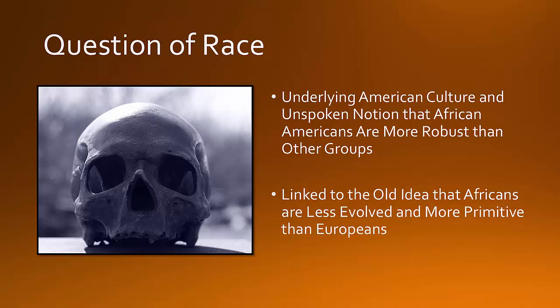This brings us to the question of race. Though not directly tested, this study also demonstrated the utility of using race to investigate variation in human body size and shape. Underlying American culture, there is an unspoken understanding that African Americans are more robust than European Americans, and this is linked to the old idea that Africans are less evolved and more primitive than Europeans.